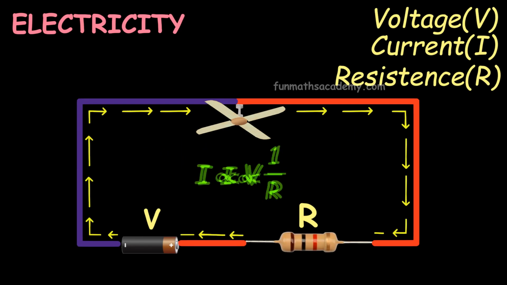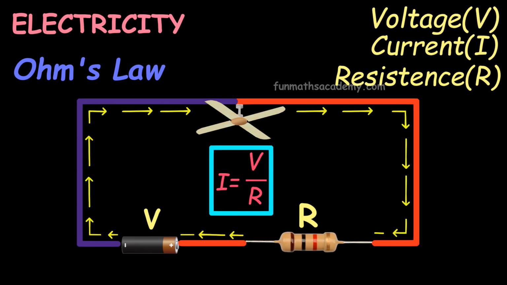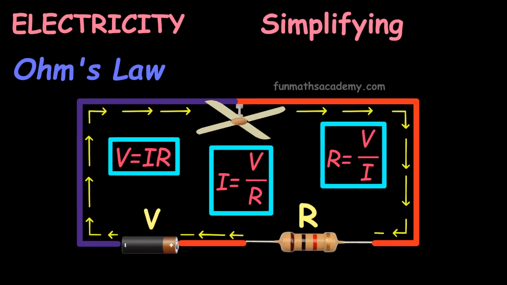We can combine these relationships into a formula called Ohm's law, which is written as I is equal to V by R, where I is the current, V is the voltage and R is the resistance. You can rearrange this formula to find any one of these values if you know the other two. But what does this have to do with simplifying algebraic terms? Well, if you don't know how to multiply and divide terms properly, you won't be able to rearrange formulas like this.